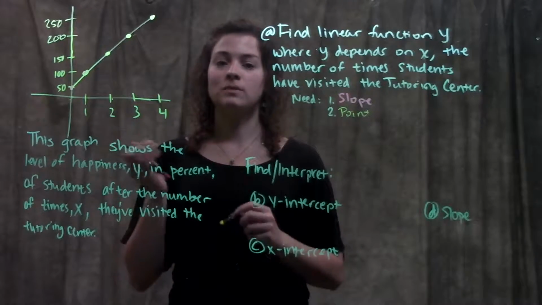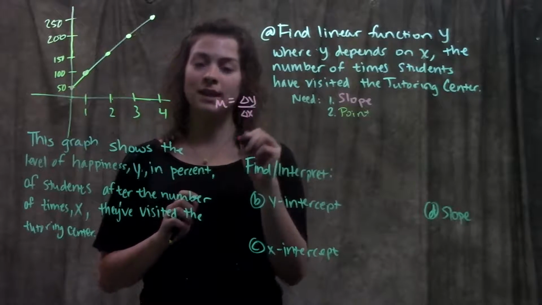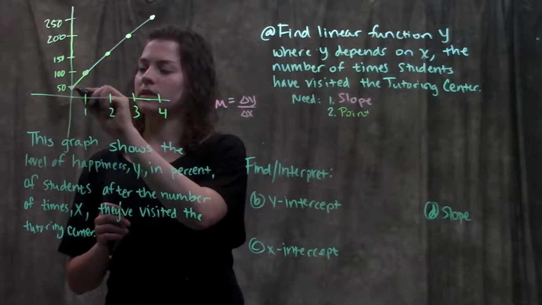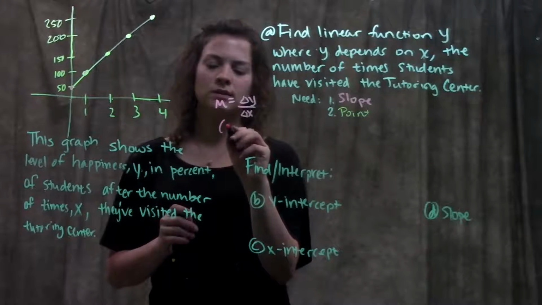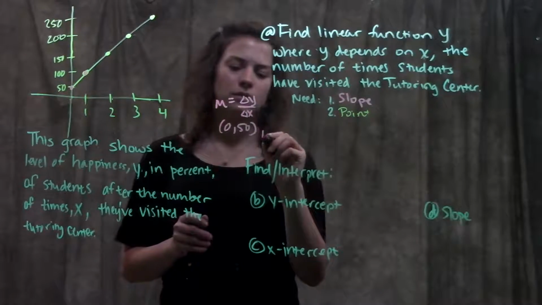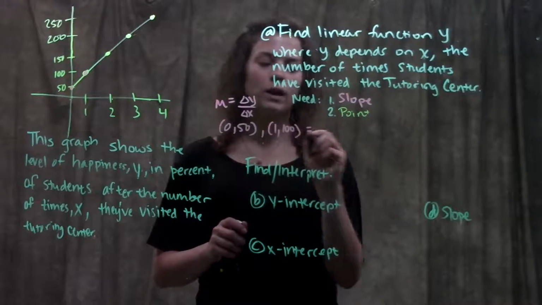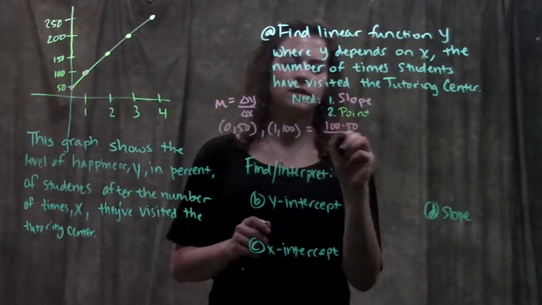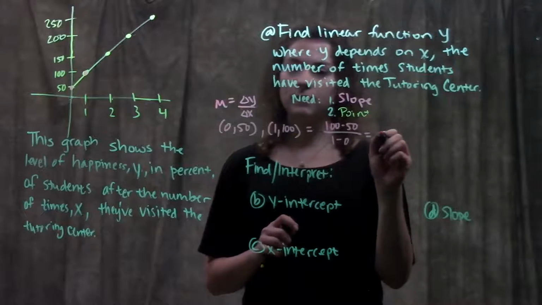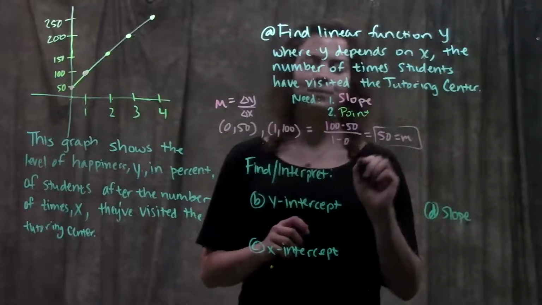So to find my slope, I'm going to use my slope formula, which if you remember, is just difference in the y's over difference in the x's. And to do this, I'll need 2 points. So let's use this point here because it's easy, just 0, 50. And let's use this point, 1, 100. Plugging this into my slope formula, I have difference in the y's, so 100 minus 50, over difference in my x's, 1 minus 0. This will leave me with 50 over 1, or just 50, is equal to my slope m.